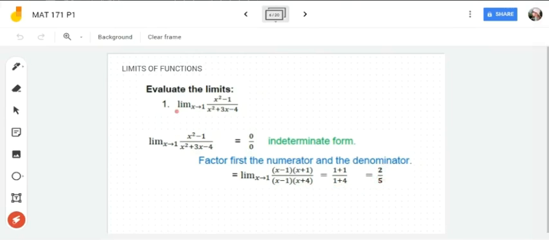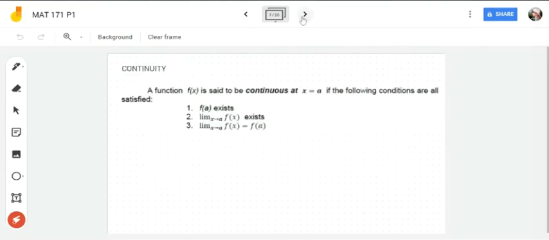Therefore, the limit of x squared minus 1 over x squared plus 3x as x approaches 1 is 2 over 5. So that is the limits of function. Let's go to our next topic that we need to review, the topic of continuity.